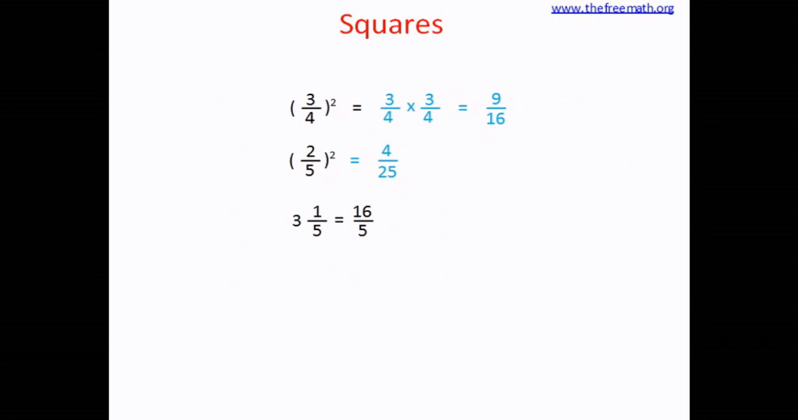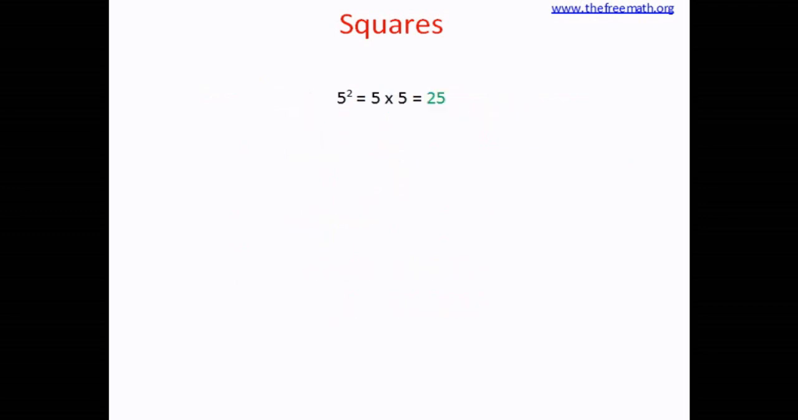How about decimals? How do you square decimals? Again, use the same definition. Multiply the number by itself. That means 1.3 squared equals 1.3 multiplied by 1.3, and that gives you 1.69. That means 1.3 squared equals 1.69. Here is another example. 3.5 squared equals 3.5 times 3.5, which equals 12.25. Now let's look at this square again.